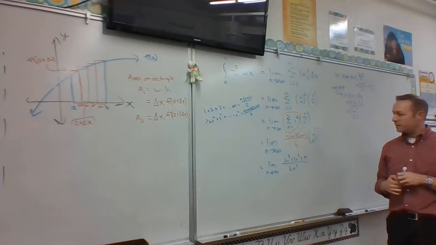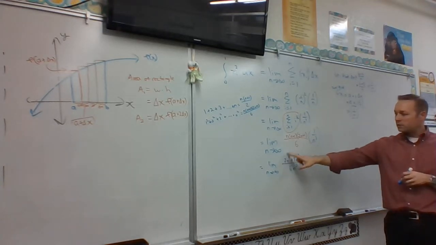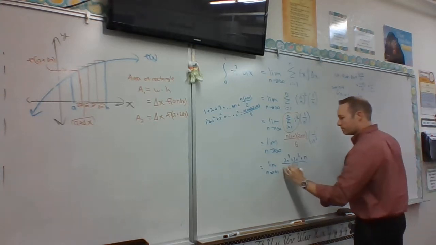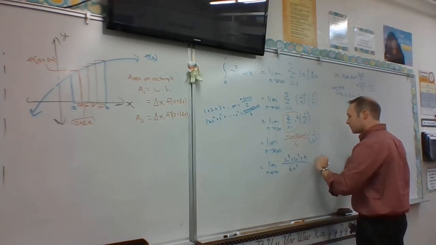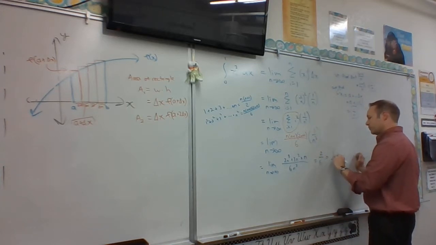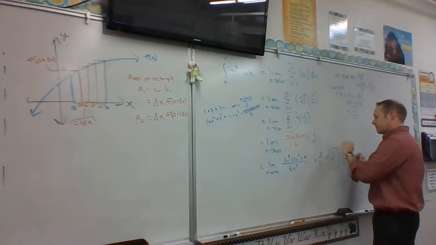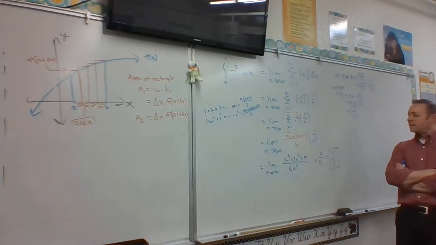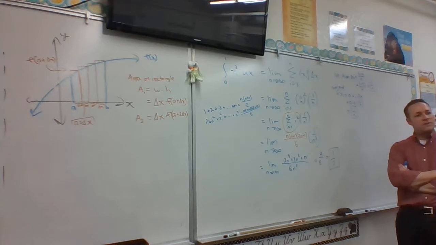Okay, now we just have a limit. We have 2n cubed as our leading term on top and 6n cubed as our leading term on the bottom. So the limit is 2/6, which simplifies to 1/3. And that is the area under that parabola from 0 to 1.